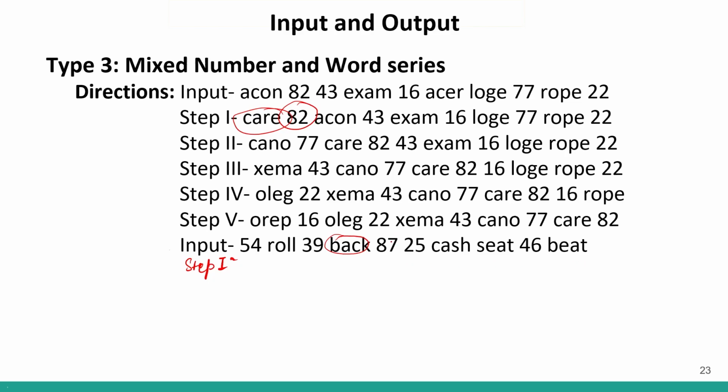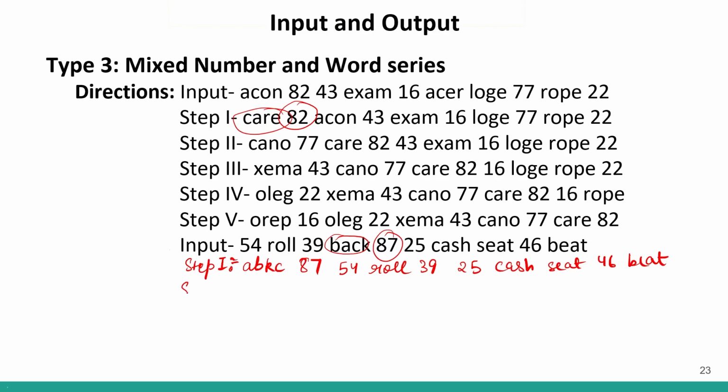So we will look at the biggest number, which is 87. Correct? So the first thing will be to exchange the positions of B and A. So it will be AB and KC. Correct? And then we will get 87. And the rest of the letters are written in the same order. That is 54, roll, 39, 25, cash, seat, 46 and beat. They will be written in the same order.